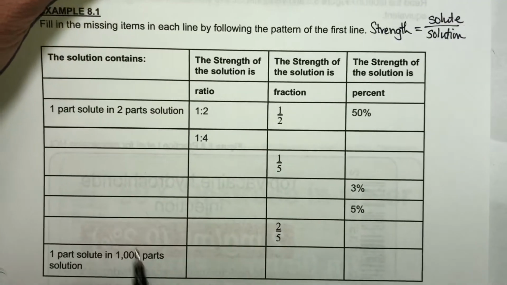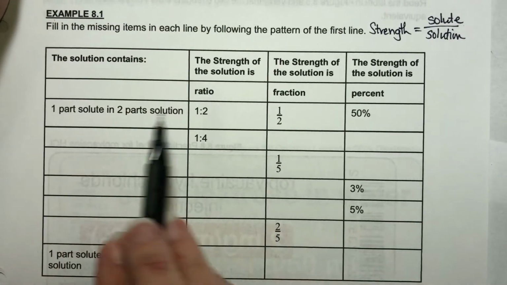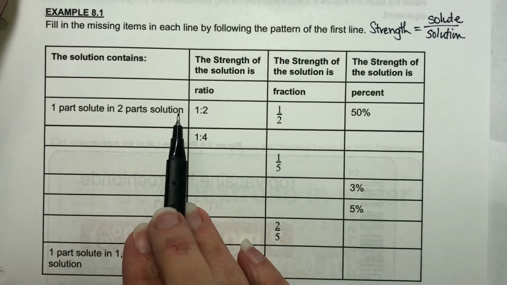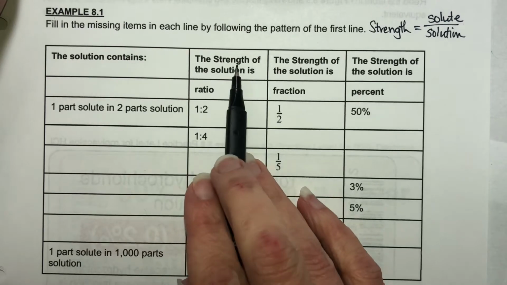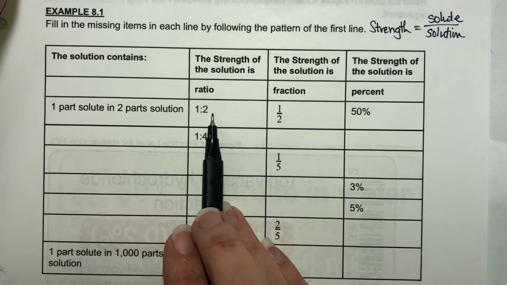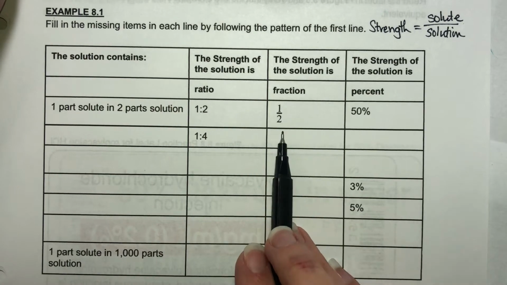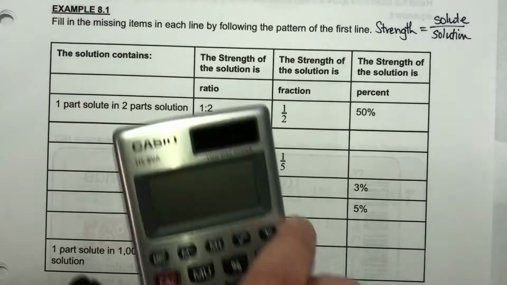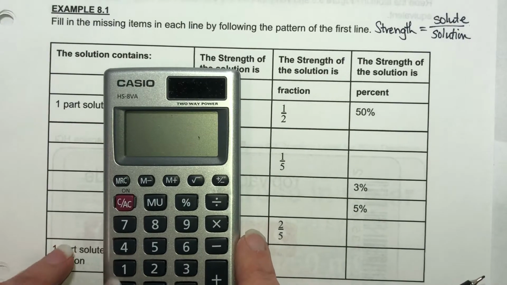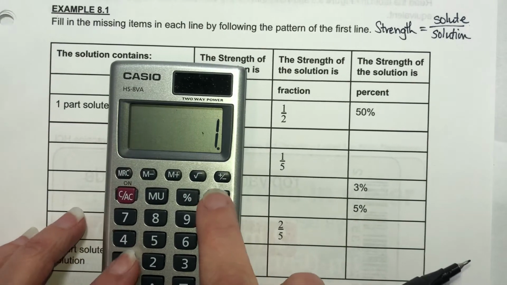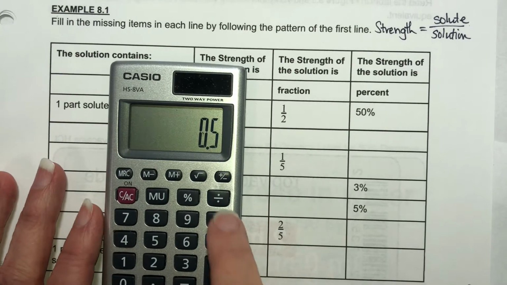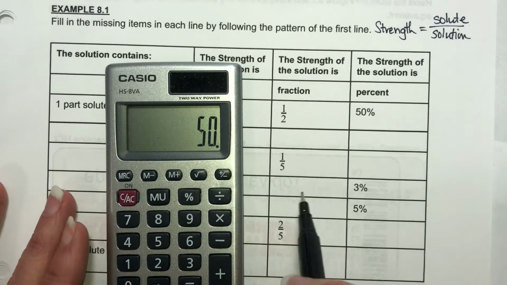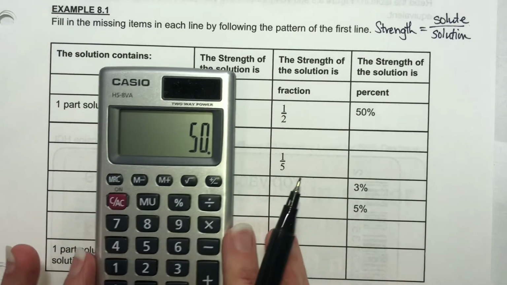Let's look at this first line to get an idea of what they're talking about. If we combine 1 part of solute, which is the drug, in 2 parts of the solution, we can talk about the strength of the solution as a ratio, 1 to 2, as a fraction, which is 1 over 2, or as a percent. To find that percentage, all you have to do is a division. If I do 1 divided by 2, I get 0.5, and if you multiply that by 100, you will always get the percentage. So do the division, multiply by 100, and you've got it.